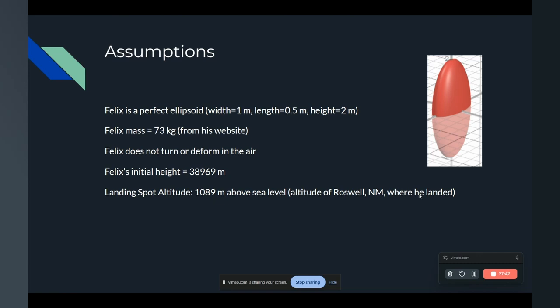His initial height was 38,969 meters. His landing spot altitude, I said, was 1,089 meters above sea level because he landed near Roswell, New Mexico. And when I looked up Roswell, New Mexico's altitude, that was the answer.